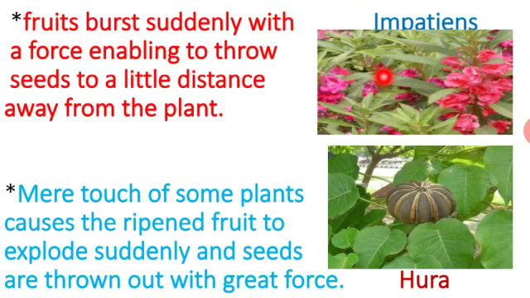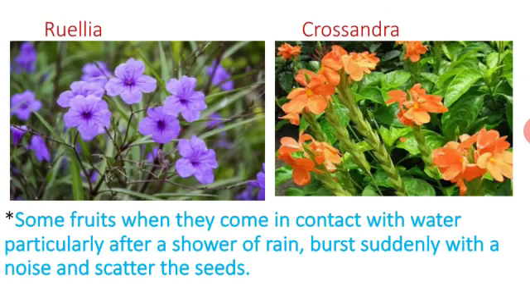Here, first Impatiens, that is the balsam plant, and next one Hura. These plants, after ripening of the fruit, burst suddenly and throw the seeds with great force. Next, some of the fruits, when they come in contact with water after a rainfall or shower of rain, burst suddenly with noise and scatter the seeds. Such things also happen in dispersal by explosive mechanism.